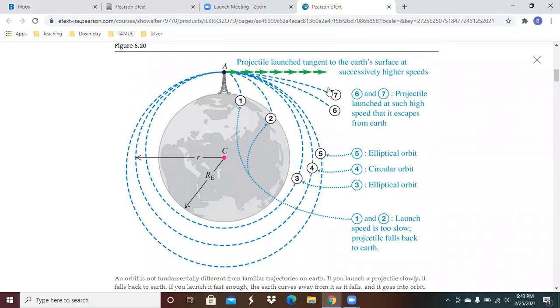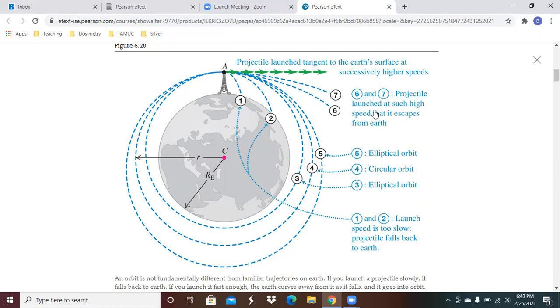So we've got 6 and 7 here. You've got the projectile launched tangent to the Earth's surface at successively higher speeds. So you started out at 1 here and didn't go very far. And then you started at 3. That's when you start to hit an elliptical orbit. You can see the ellipse right here. At 4, you start to see a circular orbit. At 5, again, you go back to an elliptical orbit.